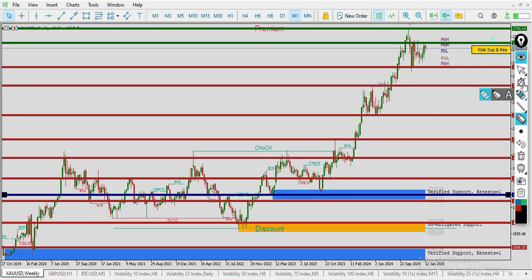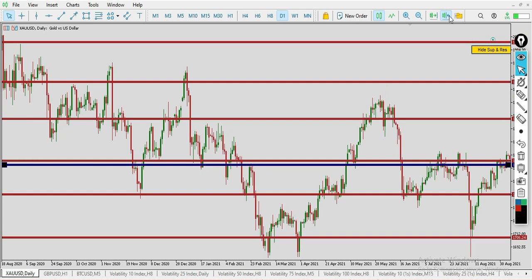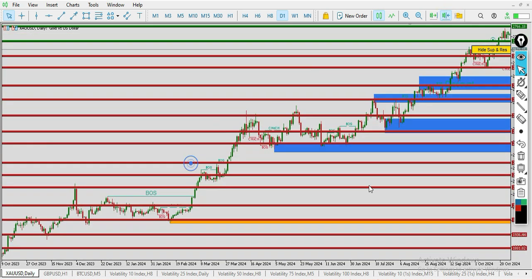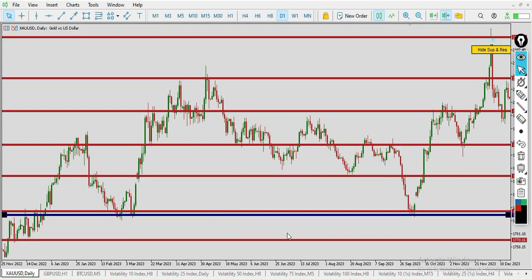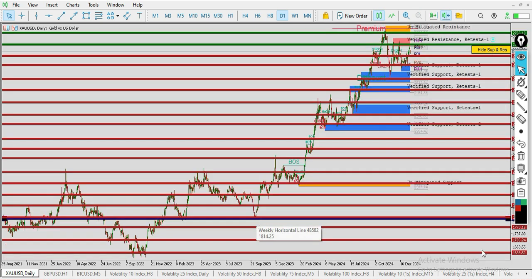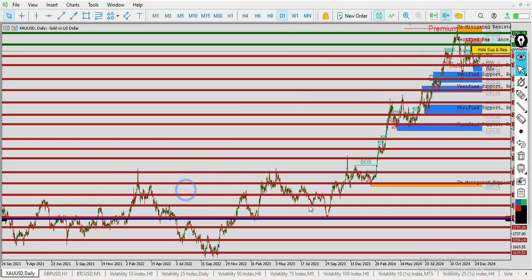So what we should do is go to the next time frame, the daily time frame, looking for the exact same place where price came back to that zone and respected it. Now you can see this is the exact same place, but we can't find a verified support. But price is sitting on a support line. Can you see? It is sitting on a support line.